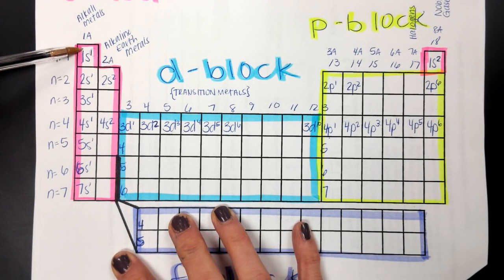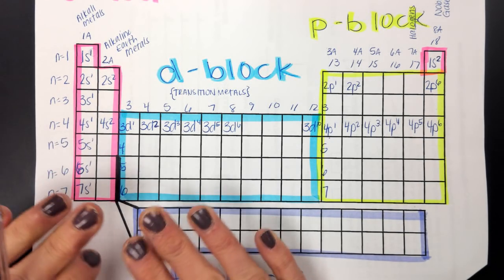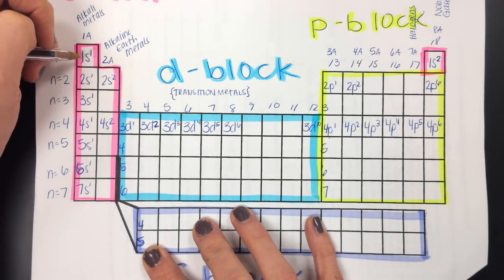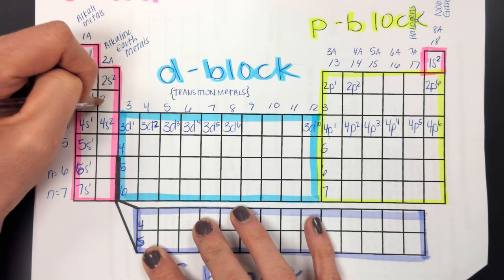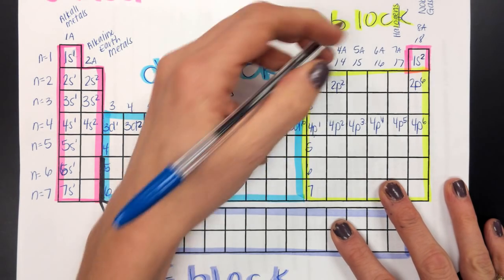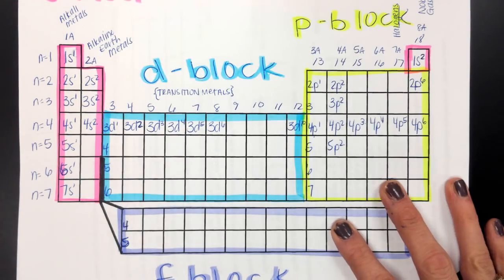all of your groups should have the exact same configuration. The only thing that's different is the energy level. So 1s1, 2s1, 3s1, etc. 2s2, 3s2, 4s2, etc. 2p2, 3p2, 4p2, 5p2, etc.